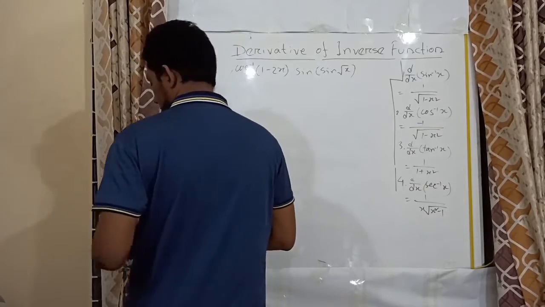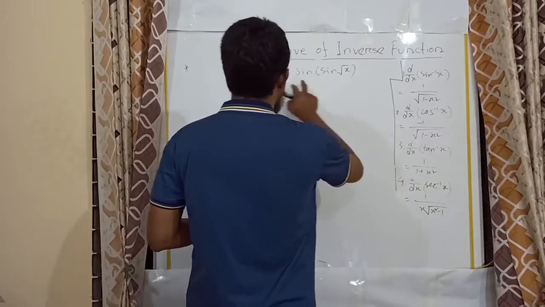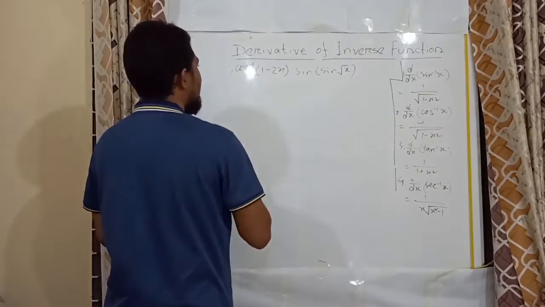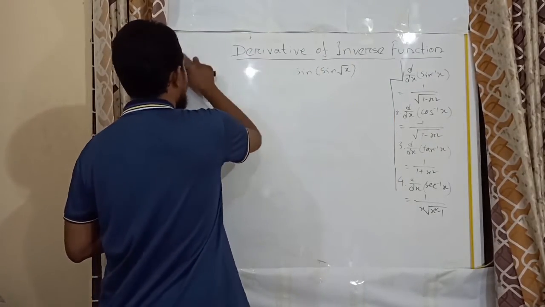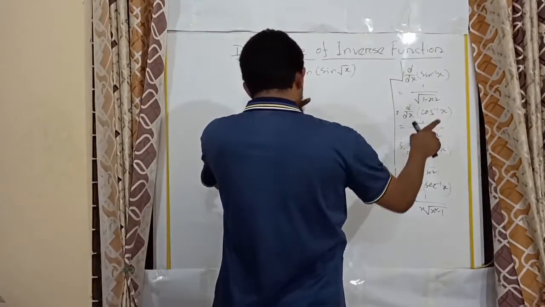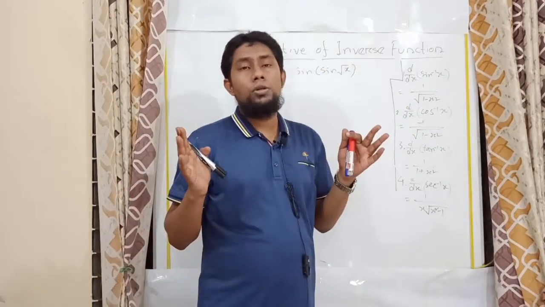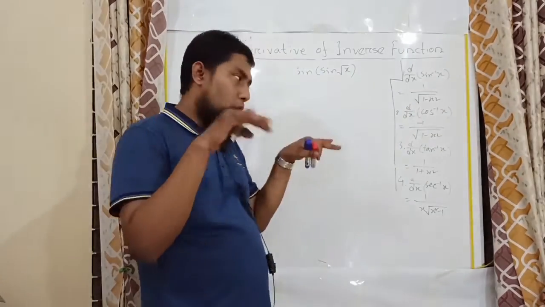So here instead of x, it is 1 minus 2x. Just put it here, it will be your answer. But keep one thing in mind, that the formula is for x, but we have 1 minus 2x, so we have to take the derivative of 1 minus 2x also.